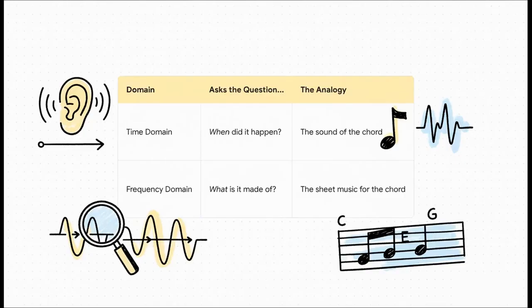The time domain asks when something happened. That's like hearing the sound of the chord being played. But the frequency domain asks what is it made of. That's like looking at the sheet music and seeing the individual notes written down.